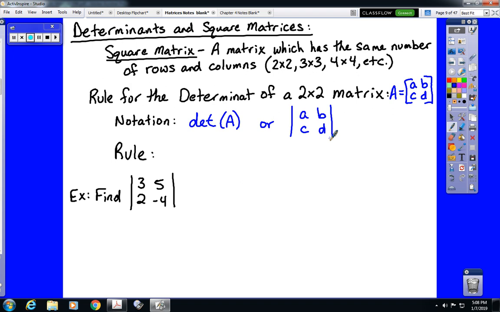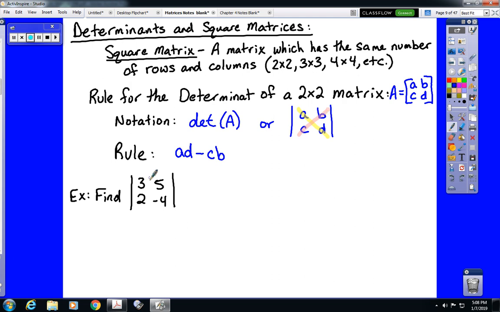Now, the rule for doing this is very, very simple. We're simply going to do top left times bottom right, or A times D, minus bottom left times top right, C times B. Now, for later on, when we talk about a 3 by 3 matrix, what we're doing here is we're dealing with the downward diagonal and the upward diagonal. The one I highlighted with yellow is known as the positive diagonal, and the one I highlighted with pink is known as the negative diagonal. Hence, A times D minus C times B, because this is a negative diagonal.